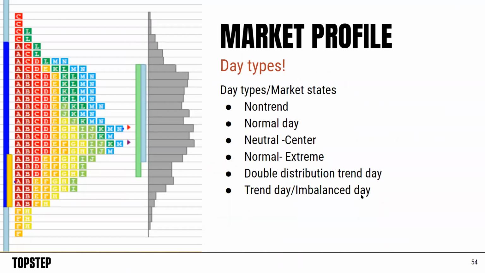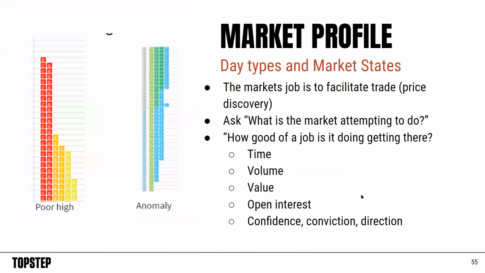So the trend day would be that imbalanced day. It is the market's job to facilitate trade. The market is always seeking equilibrium where buyers and sellers can operate and trade freely. The perception of value is what drives that price. When the perception of value changes, the market goes to seek that equilibrium where trade is easily facilitated. It's price discovery.